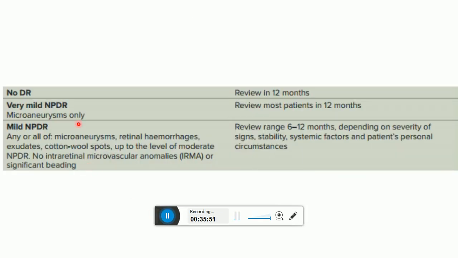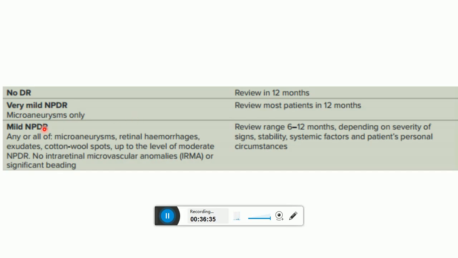Now we will come to the classification. Early Treatment Diabetic Retinopathy Study classification broadly divides into non-proliferative and proliferative diabetic retinopathy. The non-proliferative is further divided into no diabetic retinopathy, very mild, mild, moderate, severe, and very severe. No diabetic retinopathy: review in 12 months. Very mild NPDR, in which there are microaneurysms: review most patients in 12 months. So very mild, and then mild.